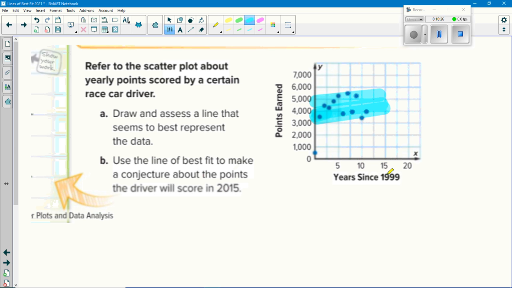Now this is years since 1999. So for the best fit line, you would draw a straight line that kind of cuts right down the middle of this wide path. It may hit a dot or two, it might not. But in this case, the middle of this path looks to me like about right here. Does that seem reasonable? Best fit line, that's what we're going for.